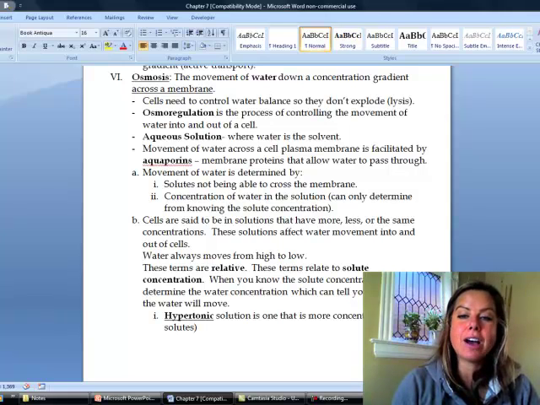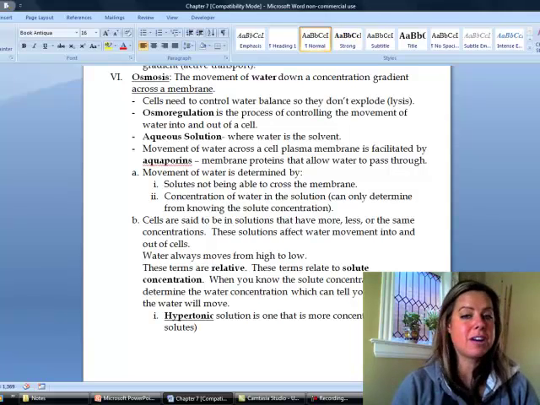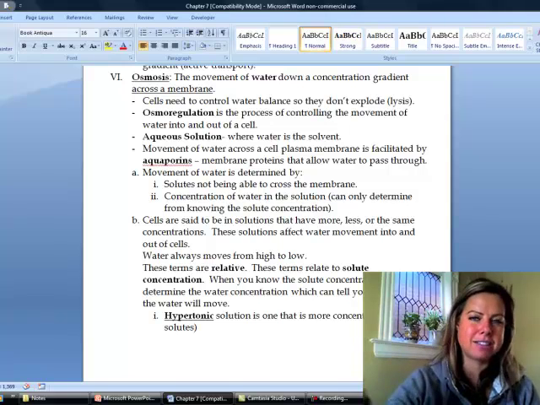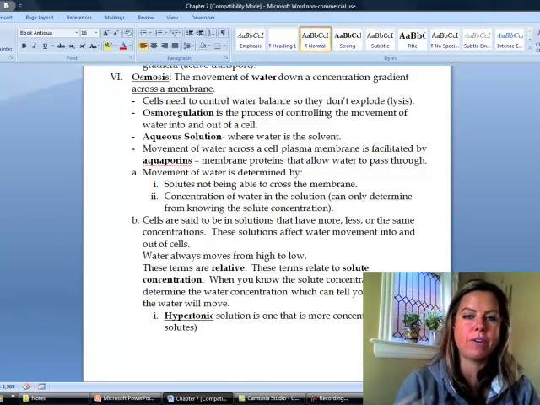Now, when we talk about water movement, there are going to be rules. So it always is going to go from high to low, and there's going to be terms to kind of describe this. And so what we'll do in that next section is go over the different ways that water can move across a membrane and that solutes can move across a membrane.